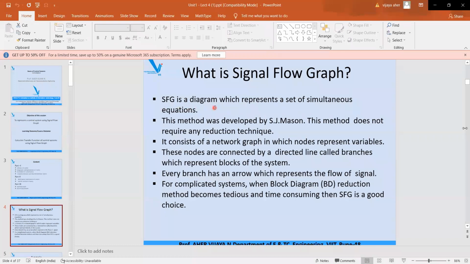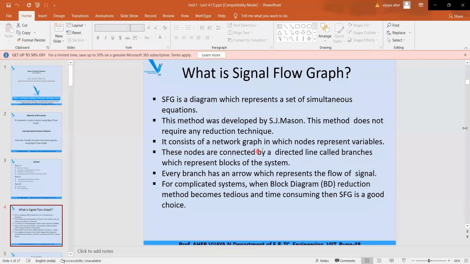Signal flow graph is a diagram which represents a set of simultaneous equations. We are going to represent simultaneous equations by using SFG. In a block diagram there were only blocks; here there will be simultaneous equations. So this method was developed by S.J. Mason. This method does not require any reduction technique like your block diagram reduction. Here we are not going to use any reduction techniques. That is not required. Okay.